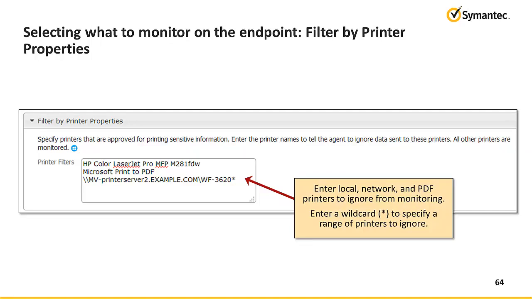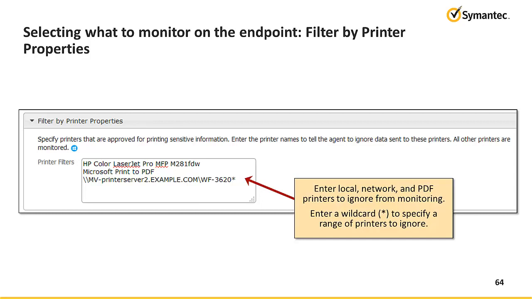The list can include local printers, PDF printers, and network printers. The DLP agent monitors and prevents information from being sent to any unauthorized printer. To enable this feature, enter the approved printer names in the Printer Filters field under the Filter by Printer Properties section. For multiple printers, add items as new lines and do not use commas.